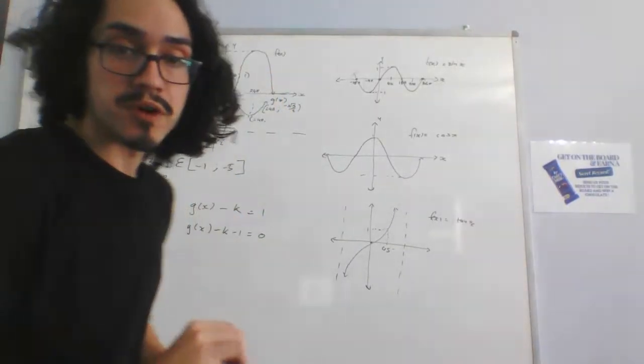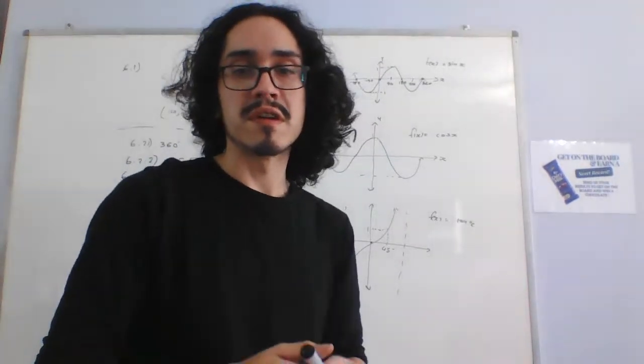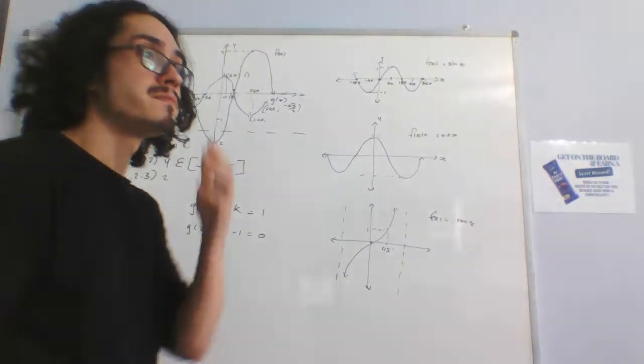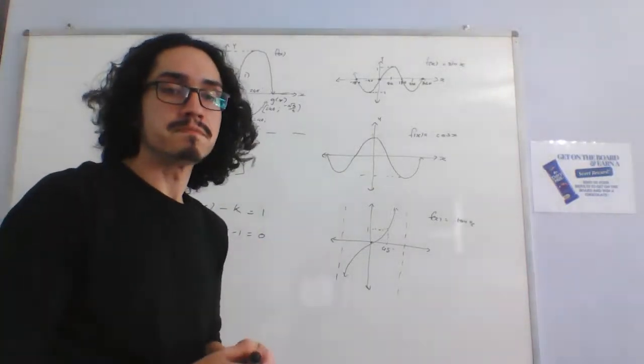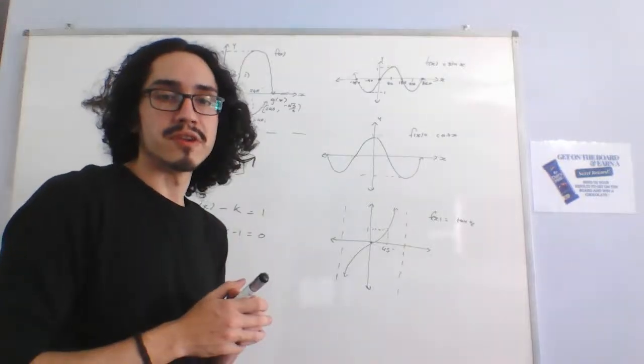G of x actually has a maximum of 1, doesn't it? Because it's sine x plus 60. So this is interesting, because what that means is that it would have to equal 0. That's what it means. Now, let's talk about why that is, because I just sort of realized that now.